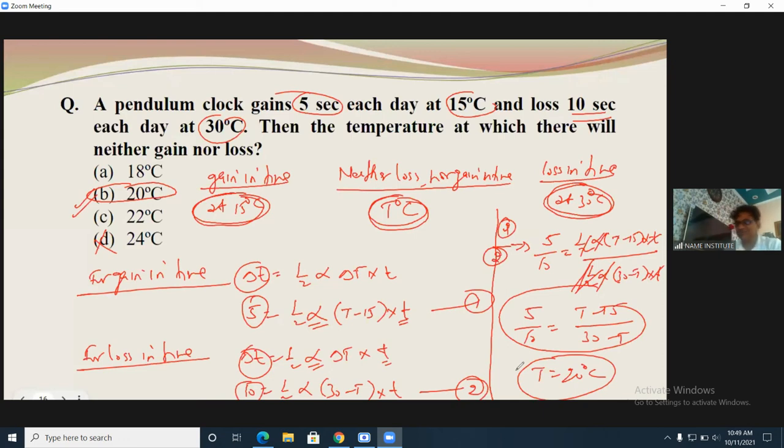216 seconds per day, I think. What was the answer of the previous question? There was gain.